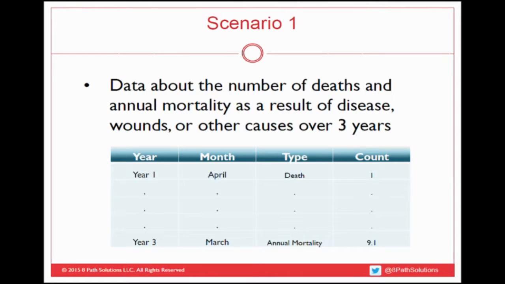Okay, so we care about raccoons. And so we want to think about, well, what caused their death, right? And so there might be 3 causes, say, in this case. It could be disease. It could be wounds. Or other causes. Okay? And in this data set, basically scientists have collected data over a 3-year period. You can see what it looks like, right? There's a year, there's a month, there's a type, and a count.